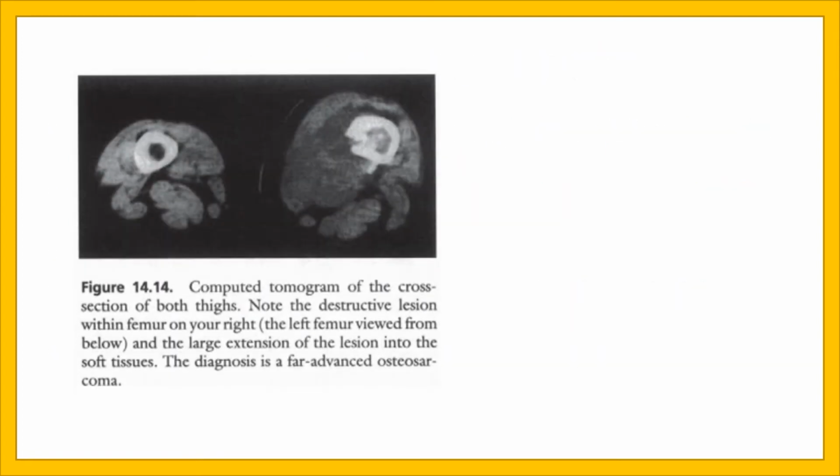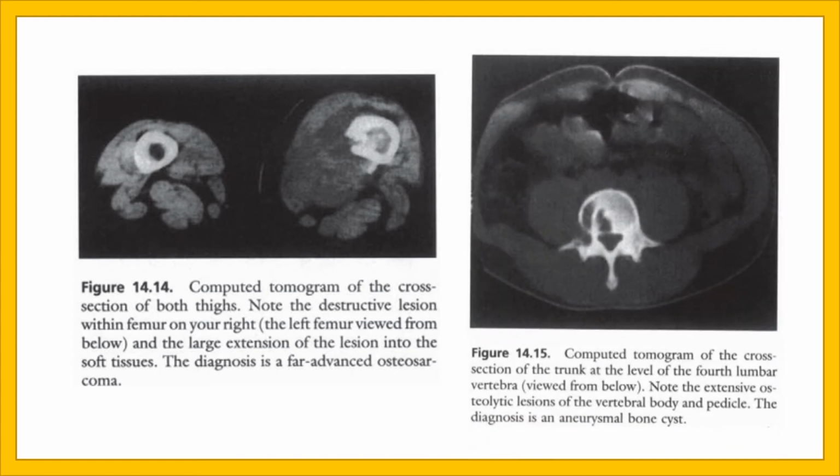Picture 1. Computed tomogram of the cross-section of both thighs. Note the destructive lesion within the femur on your right, the left femur viewed from below, and the large extension of the lesion into the soft tissues. The diagnosis is a far advanced osteosarcoma. Picture 2. Computed tomogram of the cross-section of the trunk at the level of the fourth lumbar vertebra viewed from below. Note the extensive osteolytic lesions of the vertebral body and pedicle. The diagnosis is an aneurysmal bone cyst.